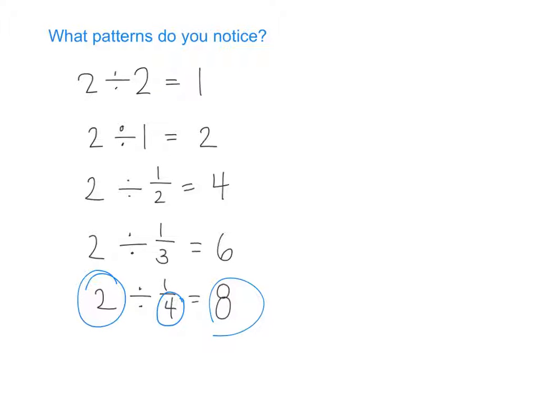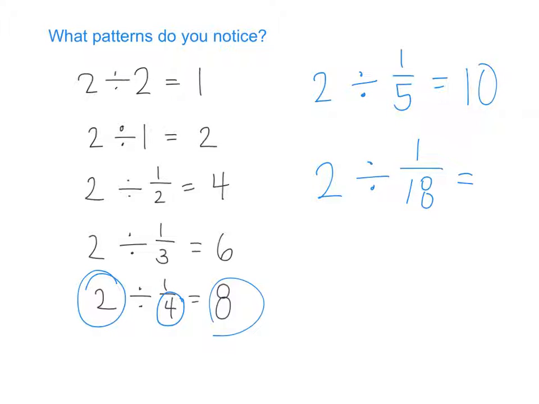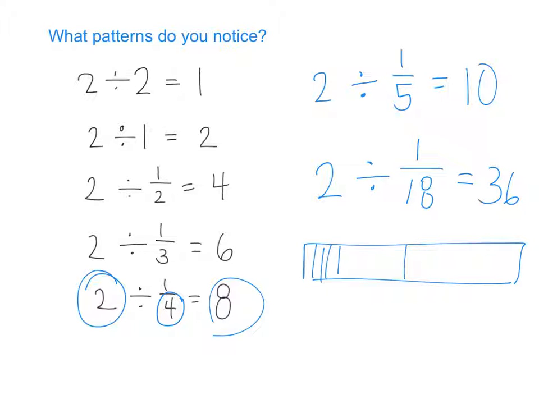So following that pattern, if I had, say, 2 divided into 1/5 size pieces, how many pieces would there be, everyone? 10. What if I had 2 divided by 1/18 size pieces? How many would there be? 36, right? Because I would have a piece of tape, and there's 2 pounds, and then each one's divided into 18 sections, right? And then this one's also divided into 18 sections, right? Do you guys see how that would work? Cool.